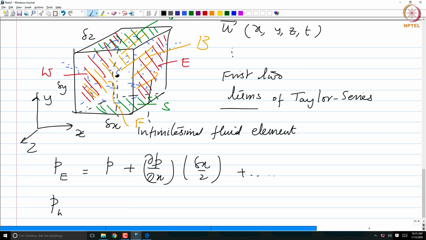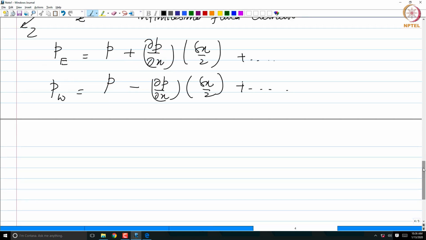Similarly, I can construct the value of the pressure on the west face by using P minus partial P partial x times delta x by 2, right? Plus minus and so on, right? So these give us the values on the different faces. Similarly, we can construct it on the north face, south face, front and back and so on. All right. Look at conservation of mass, okay.